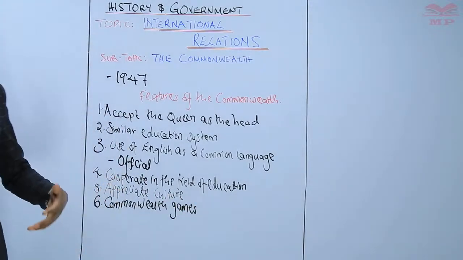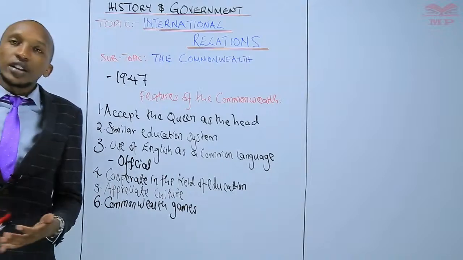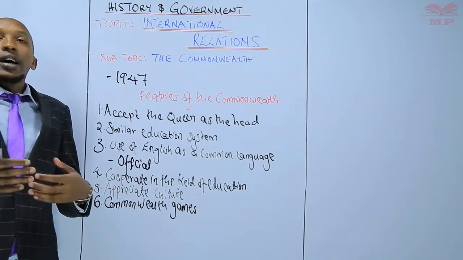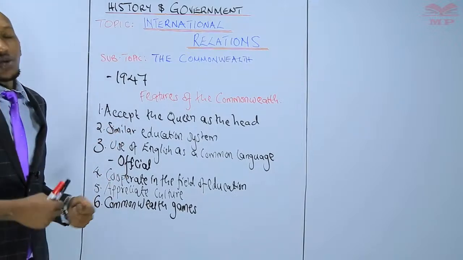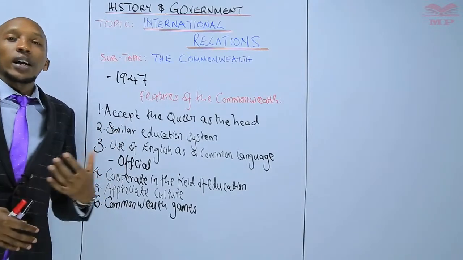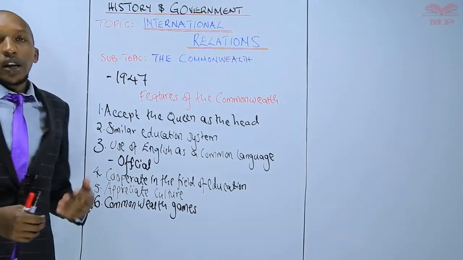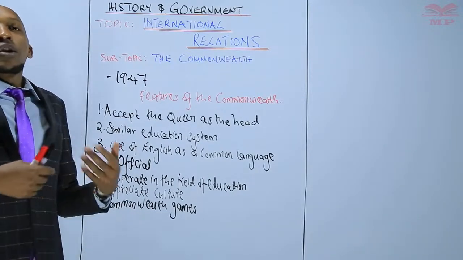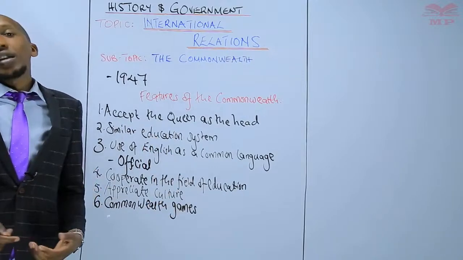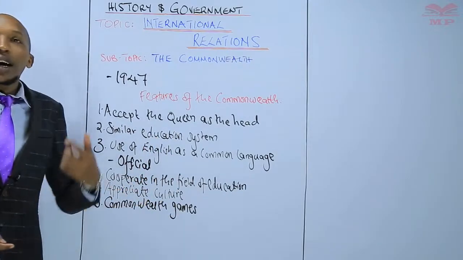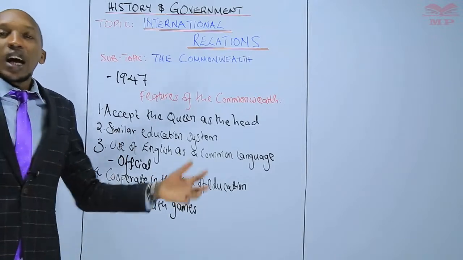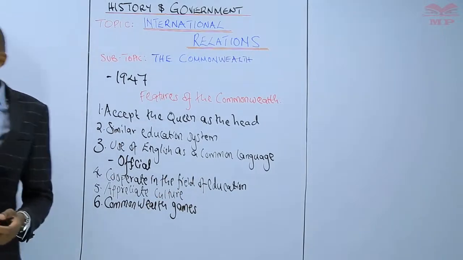So they come together and compete. There are athletics. There are all manner of games. So this encourages interaction. As they compete against one another, countries are able to learn from one another. People are able to travel from one country to the other because the Commonwealth Games are held in different nations. So this allows the members to interact.